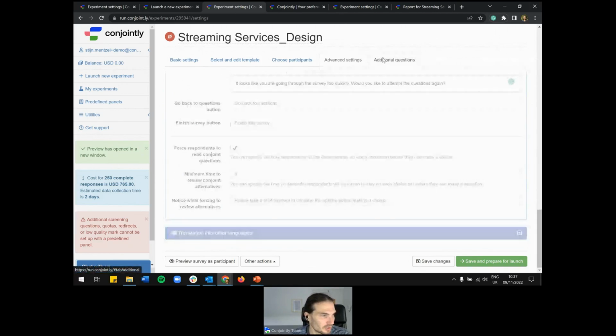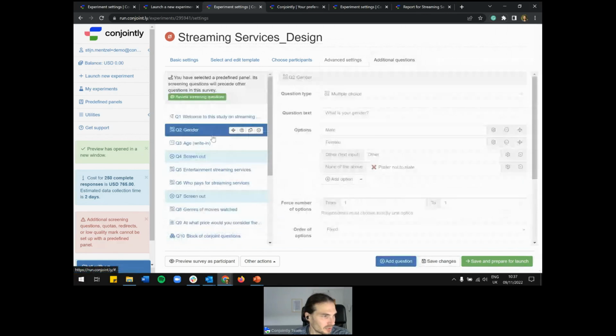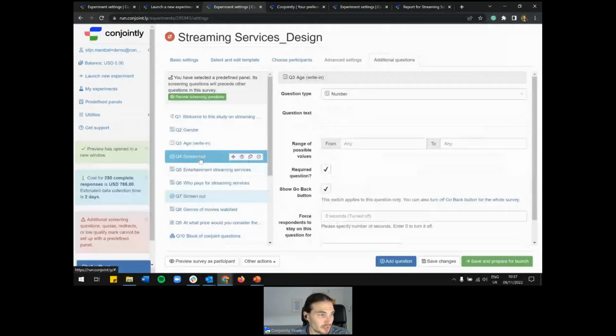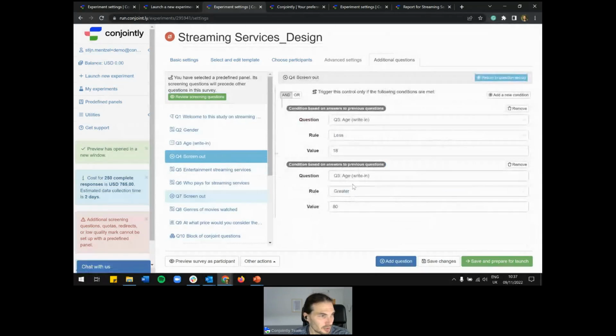Then the additional question, I got my gender and age questions. So I have a screen out related to age. Let's see the display logic. So if the age is less than 18 or if the age is greater than 80, I just chose those for no specific reason except most likely the people that are paying are between 18 and 79.